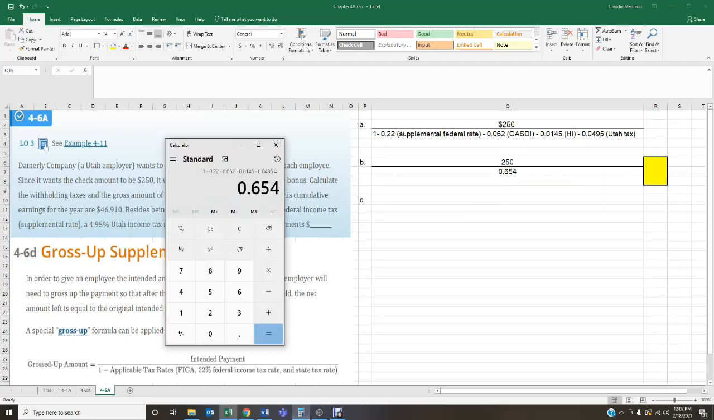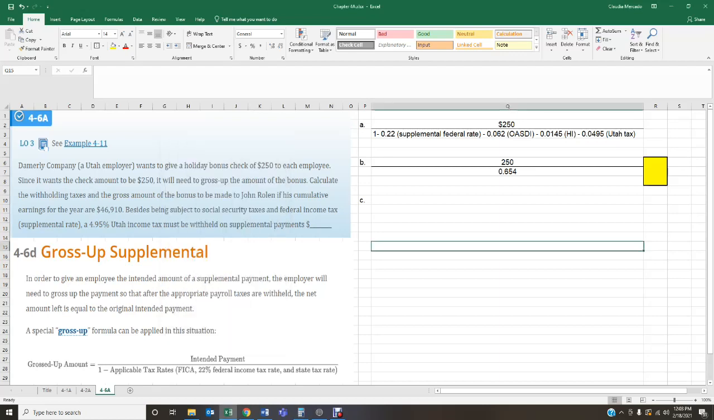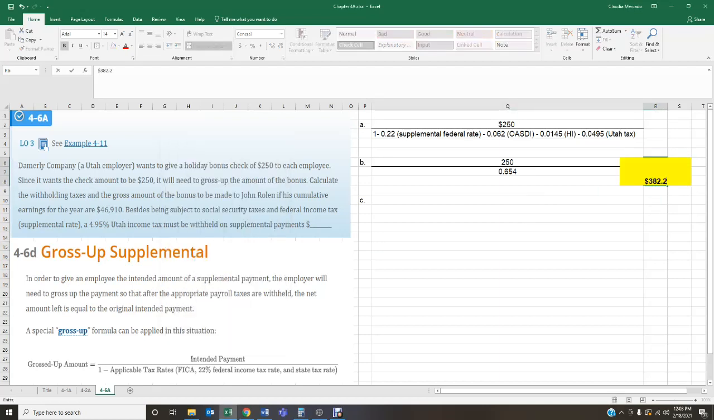So then that would be 250 divided by 0.654. That would give me $382.26. So in order for me to give my employees a check for $250, I need to actually pay out $382.26 to them. That way, after withholdings, they'll be left with $250 free, so they can use as they please.